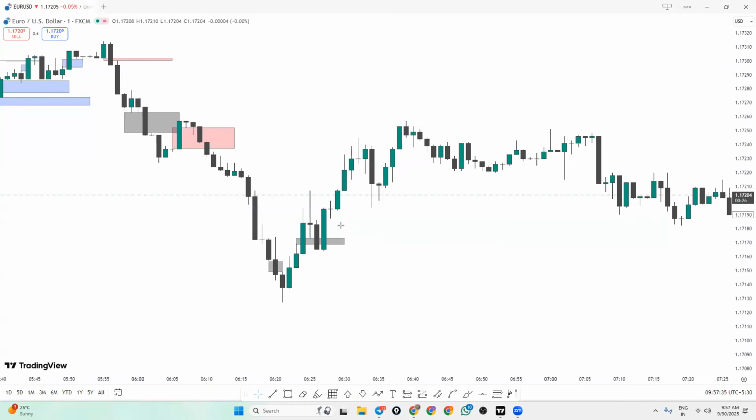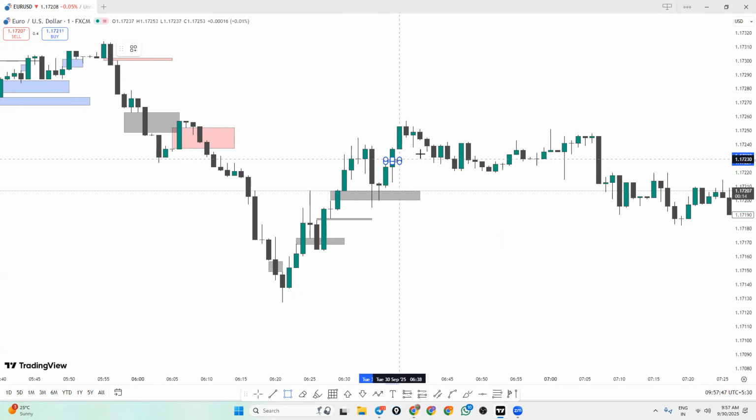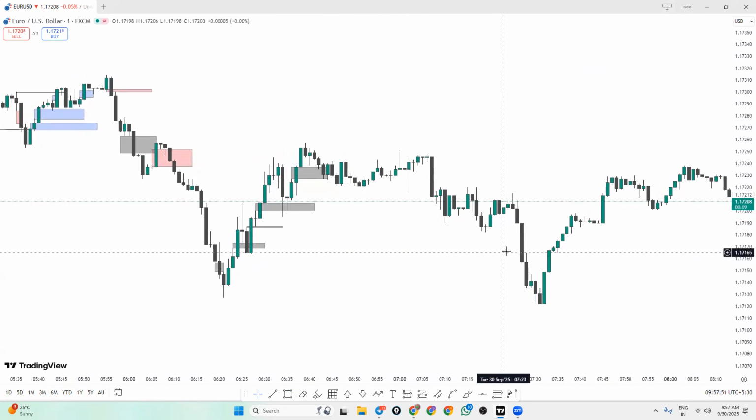So there is no gap. So the market again started creating gaps on the upside. We have a small gap, market moving upside. We have a gap, market mitigated, again moving with the gaps. See, again we have a gap, market is mitigating, moving upside. So this is the indication. So the sellers here are weak.